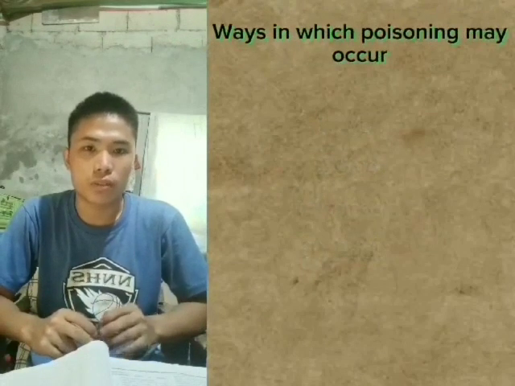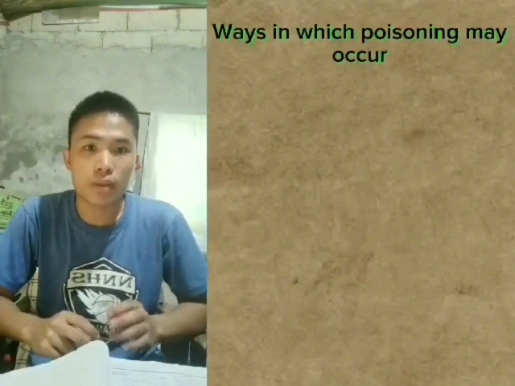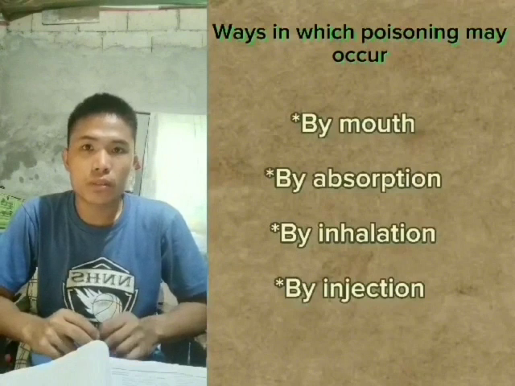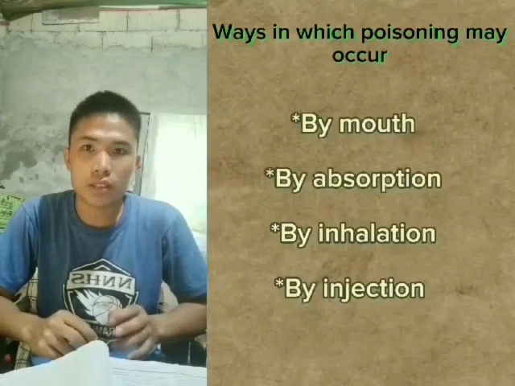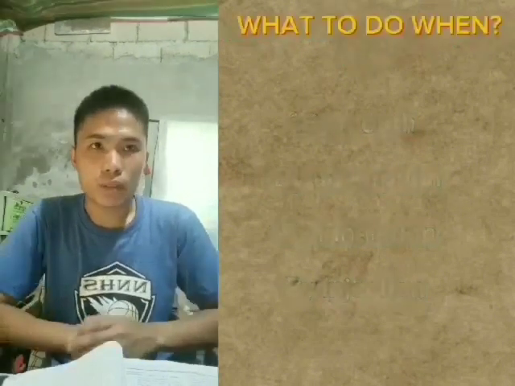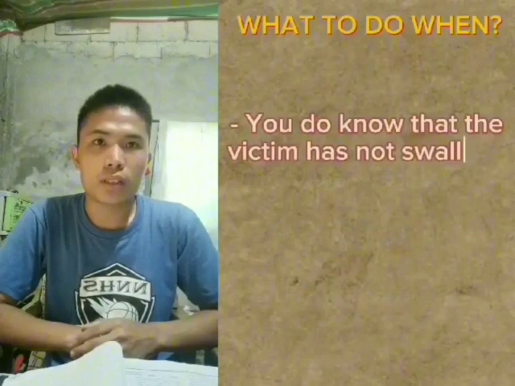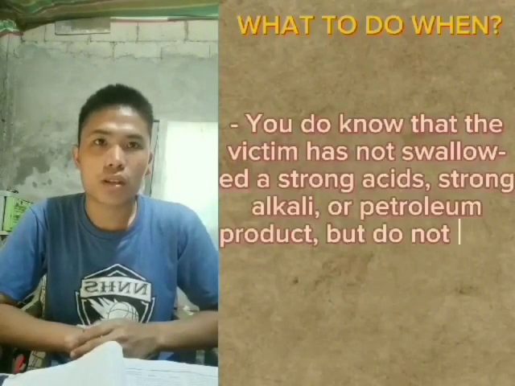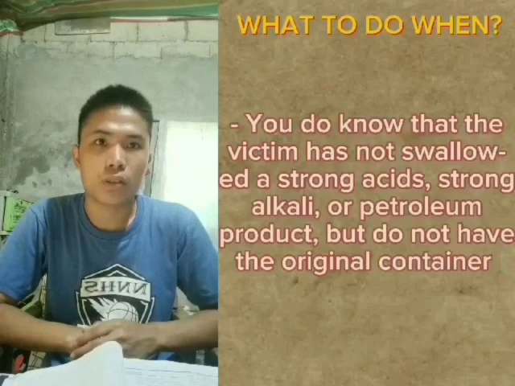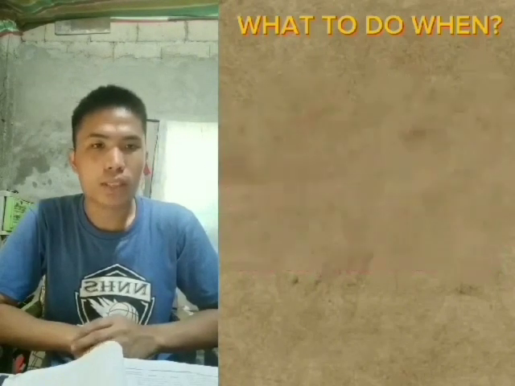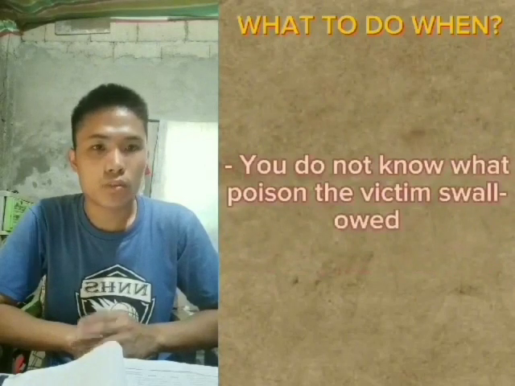So next is ways in which poisoning may occur. First, it can occur by mouth, by absorption, by inhalation, by injection. Then, what to do when you know that the victim has swallowed a strong acid, strong alkali, or petroleum product but you do not have the original container. Next is when you do not know what poison the victim swallowed.